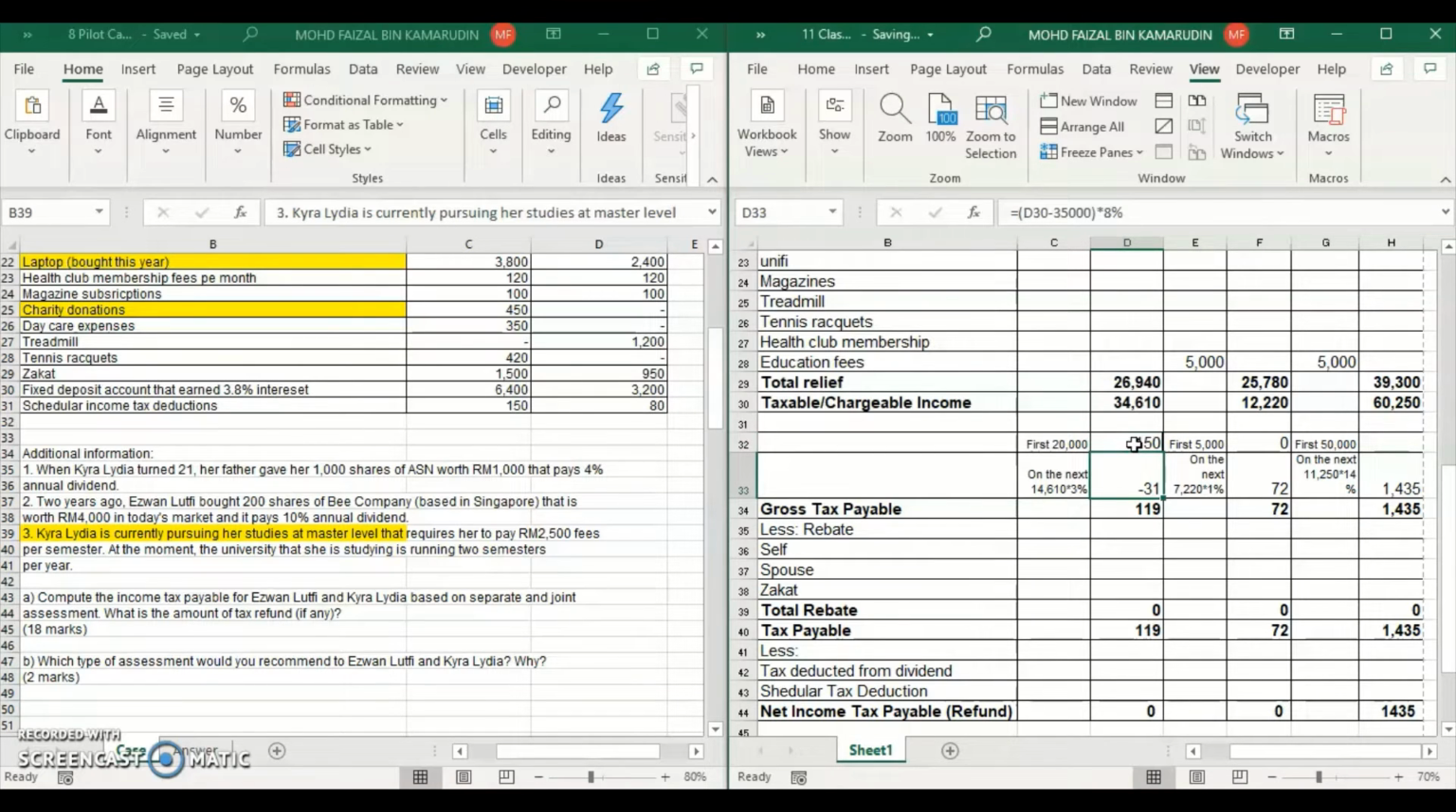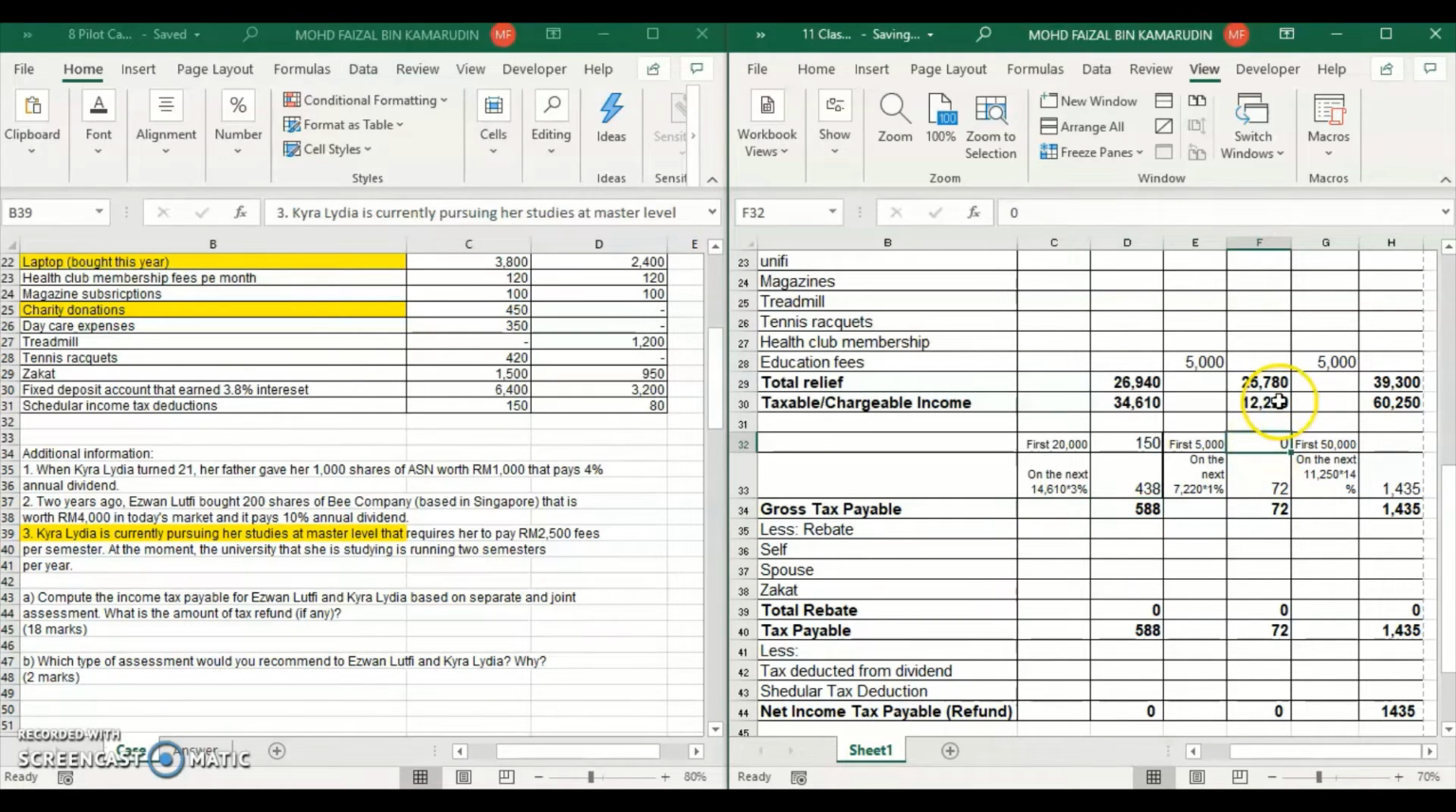So the remaining is 34, 610 minus, this one should be minus 20,000. That is why you are getting this. But this one, let me make some correction, 438. So that is why the gross tax payable is 588. So same goes to here.